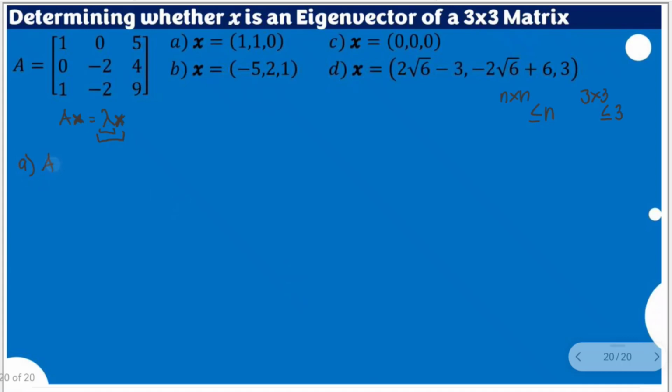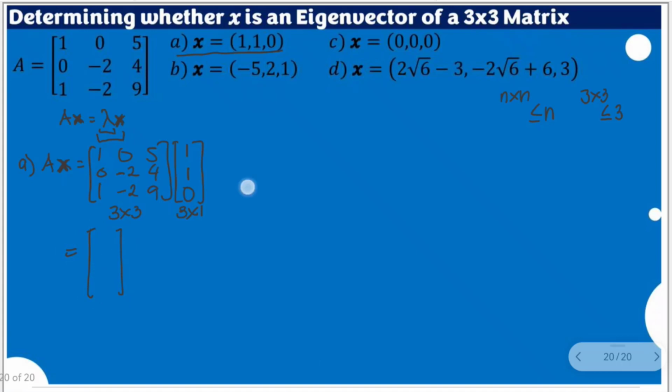So let's start with the process. Let's multiply the matrix with rows 1, 0, 5; 0, negative 2, 4; negative 2, 1, negative 2, 9, with the first vector, which is 1, 1, and 0. Notice this is a 3 by 3 square matrix and your vector is 3 by 1, so we are expecting a result which is also a 3 by 1 matrix. We simply multiply them.